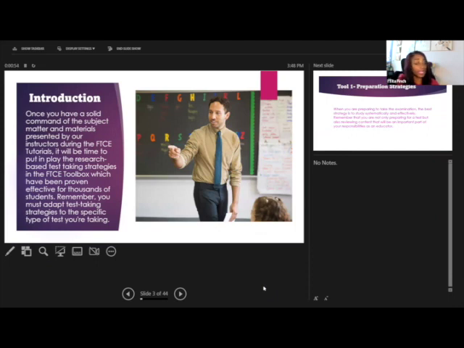Once you have a solid command of the subject matter and materials presented during this particular tutorial, you're going to have time to put in play the research that we've done based on test taking strategies. So we're going to use the website to do that in the FTCE toolbox, which has been proven effective for thousands of students. Remember, you must adapt test taking strategies to the specific type of test you are taking. Remember, guys, there's professional standards tests. You may be taking just the English competency or the math competency. So there are going to be small tweaks based on which certification test you're taking.